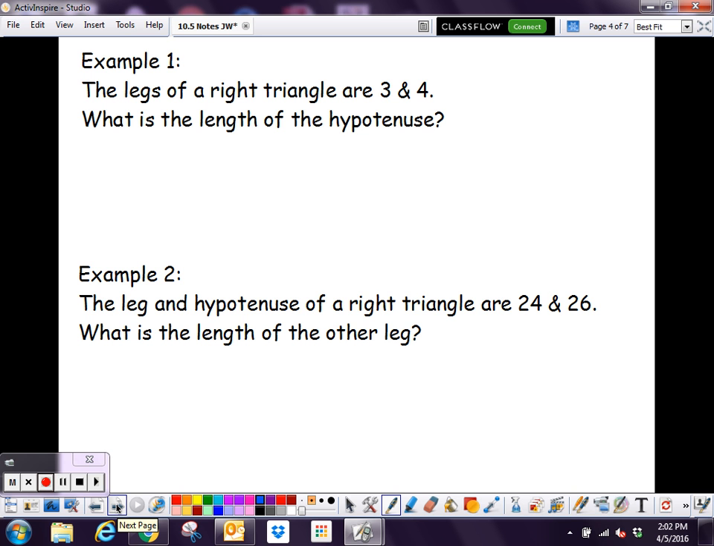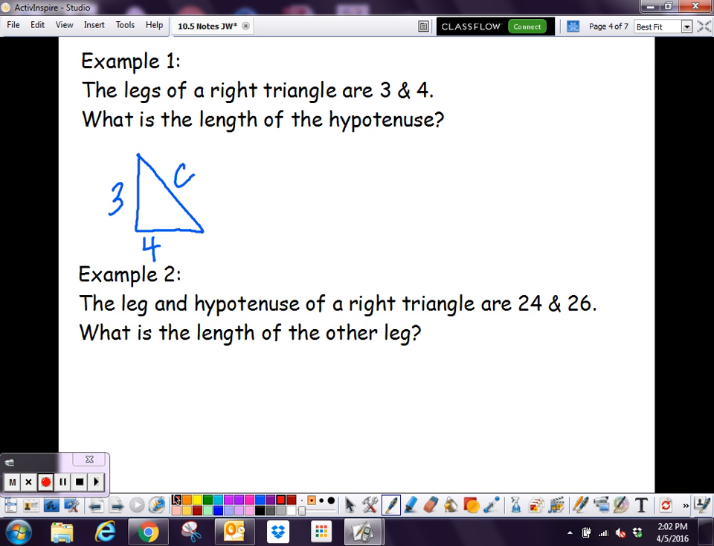Okay, so now we're going to look at a couple more wordy problems. So example 1, the legs of a right triangle are 3 and 4. What is the length of the hypotenuse? All right, so we've got this triangle. Make sure you draw pictures on these. And the legs are 3 and 4, and we're looking for the hypotenuse. So we're looking for C.